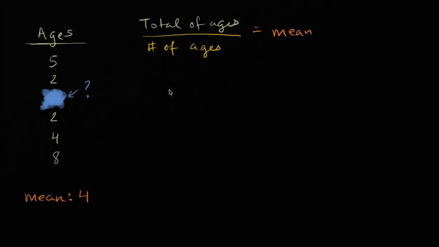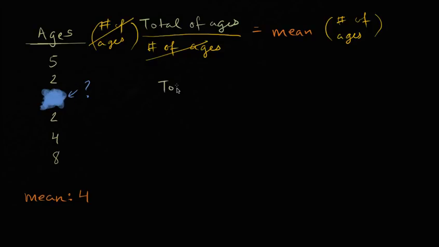the mean. Or another way to think about it, if you multiply both sides times the number of ages, then this is going to cancel with that, and we're going to be left with the total being equal to the mean times the number of ages. Mean times the number of data points, or number of ages. So maybe we can use this information because we're just going to have this missing question mark here, and we know the mean and we know the number of ages. So we just have to solve for the question mark.